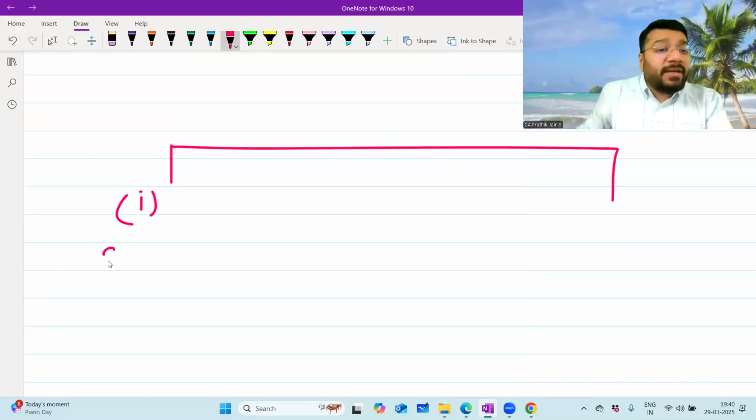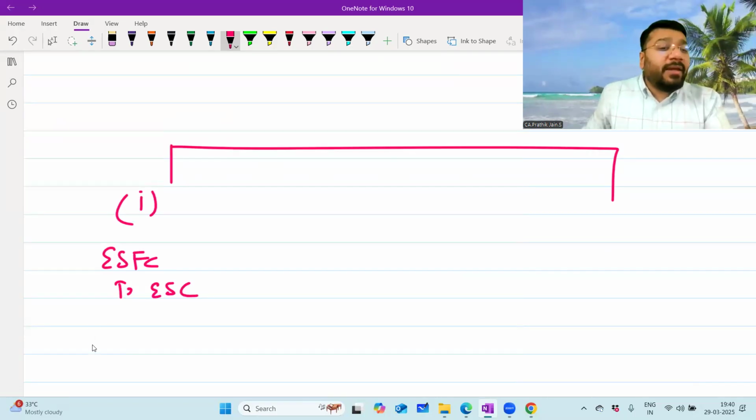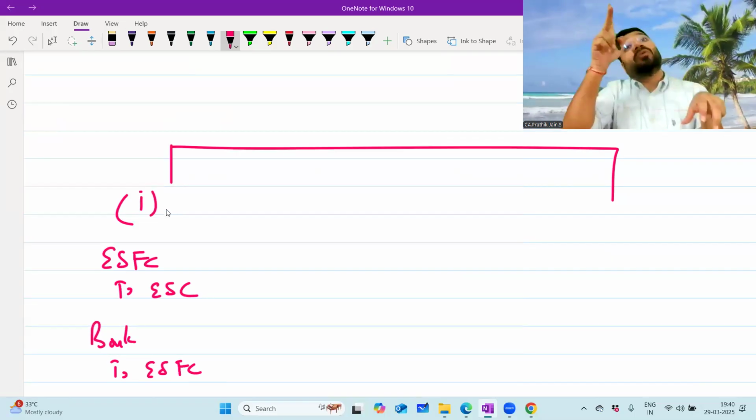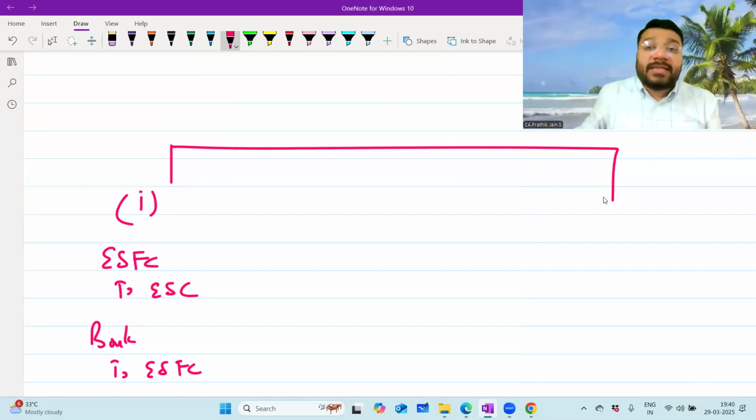So what is the entry for that? Equity share final call to equity share capital, and then bank to equity share final call. So this way, your partly paid up capital becomes now fully paid. This is one option. Second option is what?